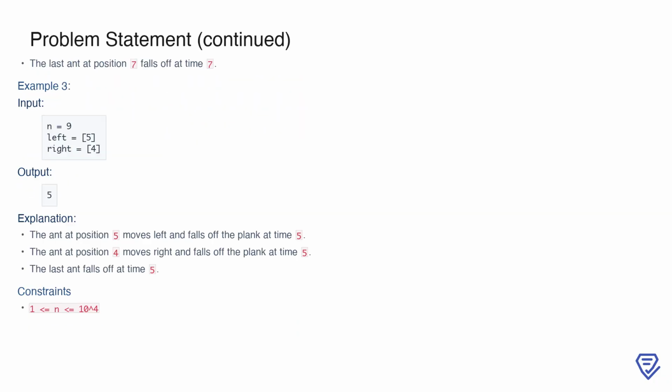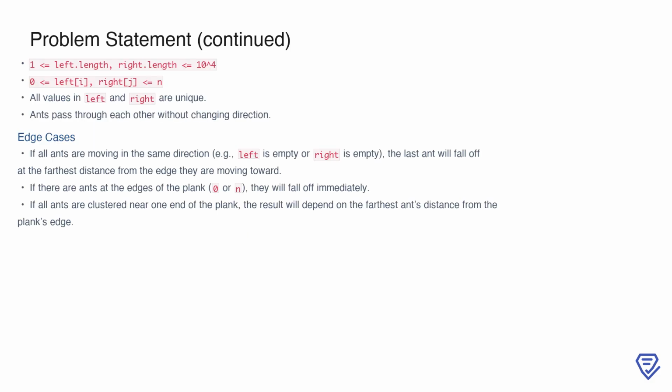This illustrates how the problem is all about determining the maximum time any ant takes to reach an edge. In the second example, the plank has a length of 7, and all ants are moving to the right, starting at positions 0, 1, 2, 3, 4, 5, 6, 7. The ant at position 0 falls off immediately at time 0, the ant at position 1 falls off at time 1, and so on, until the ant at position 7 falls off at time 7. Since all ants are moving in the same direction, the last ant to fall off is the one that started at position 7, and the output is 7. This example highlights a scenario where all ants are moving in one direction, making the result dependent on the farthest initial position.